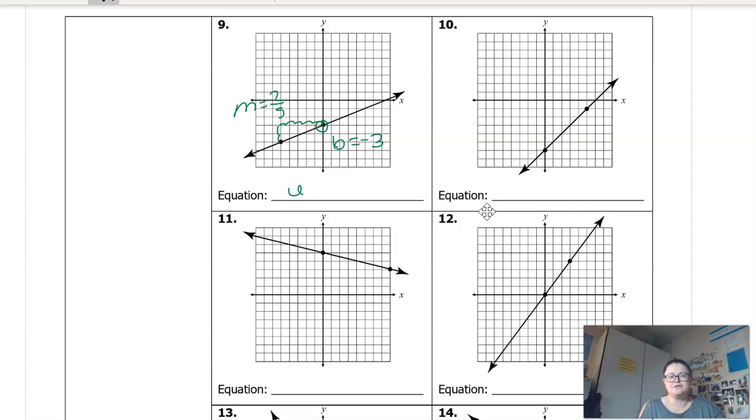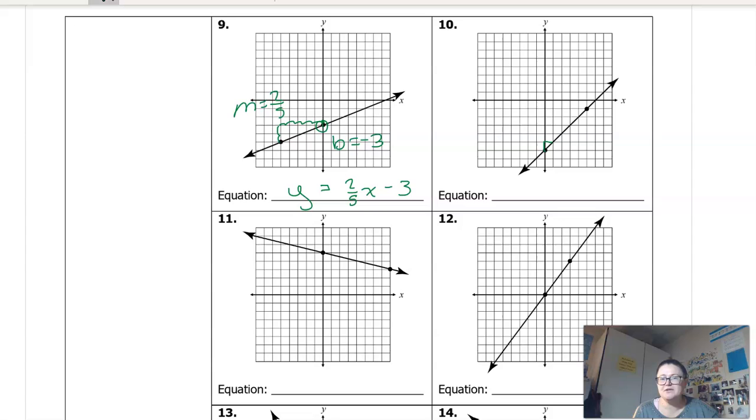So you should have gotten y equals 2/5 x minus something. This is a positive slope, so that looks good. Okay, now this one, you could count all these dots, but I'm looking here and I see it just goes up 1 over 1. I'm going to save myself all that counting.